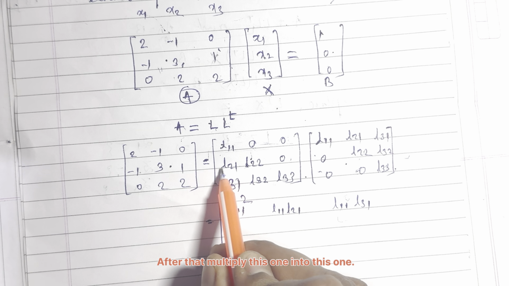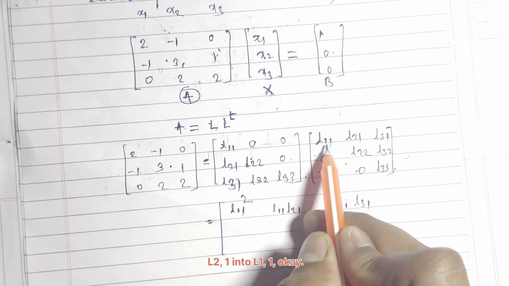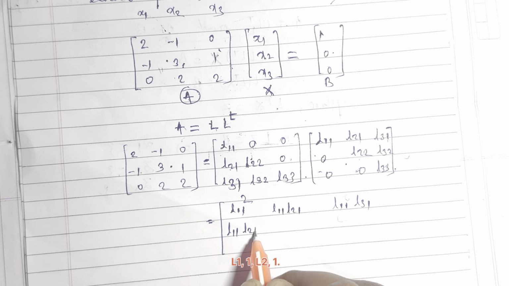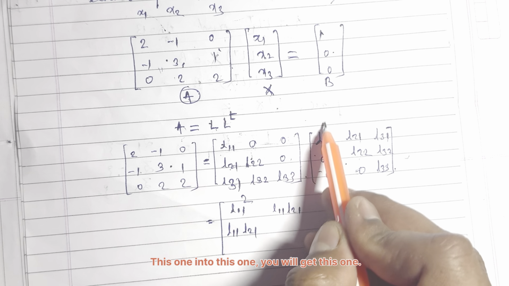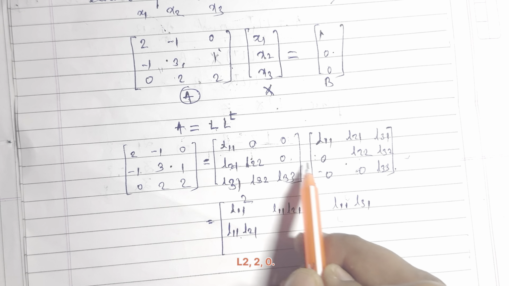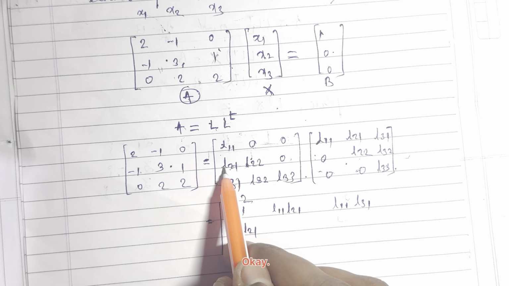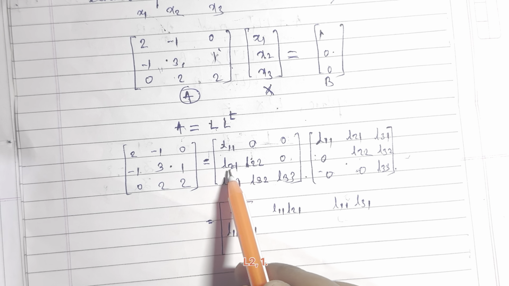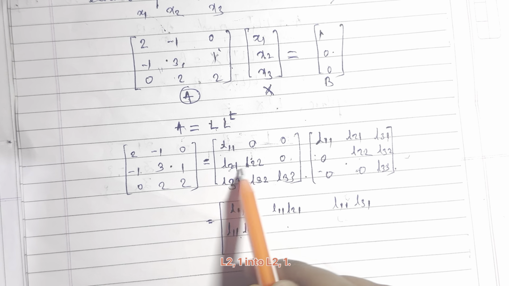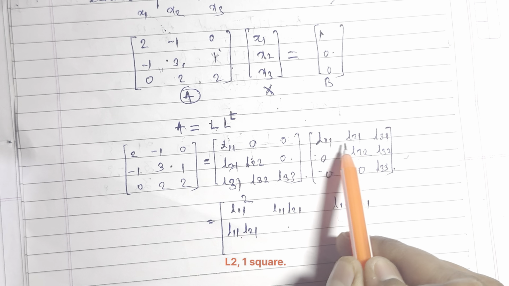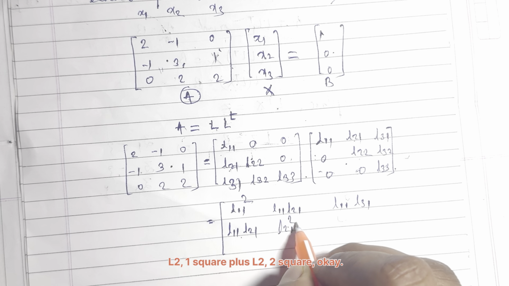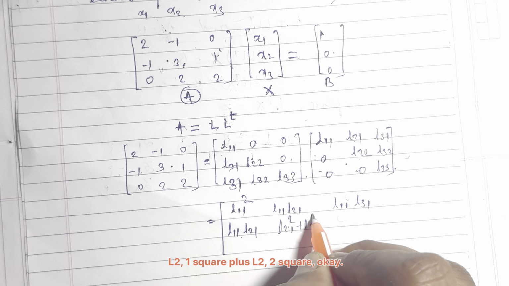After that, multiply this one into this one: L21 into L11, which is L11 L21. Then L22 into 0 goes to 0. Again, multiplying this row with this column, you get L21 into L21, L21 square, plus L22 into L22, L22 square. So L21 square plus L22 square.